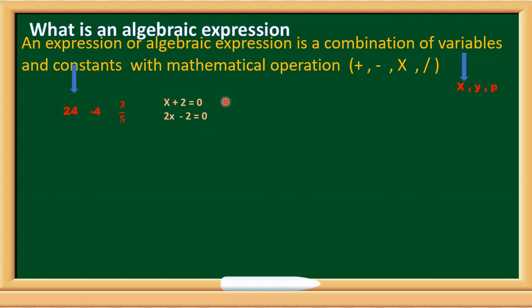Now see the difference. In the first equation x plus 2, when we put x equal to minus 2, then we get minus 2 plus 2 is equal to 0. Similarly, in the next equation, 2x minus 2 is equal to 0, when we put x equal to 1, that will become 2 minus 2 is equal to 0. Now, the important point here is in the first equation x plus 2 is equal to 0, we are taking x as minus 2, and in the second equation 2x minus 2 is equal to 0, we are taking x equal to 1.